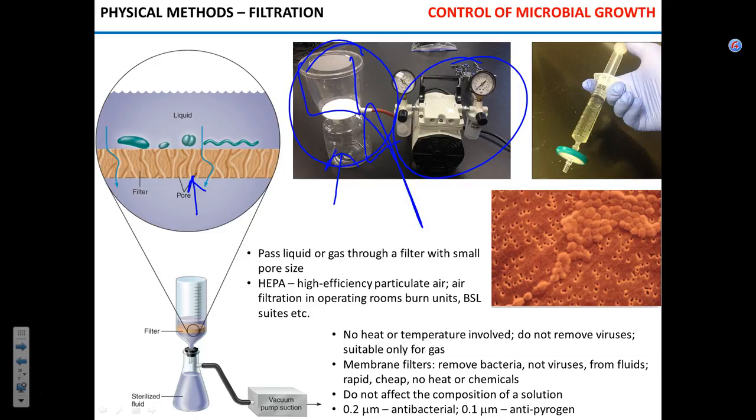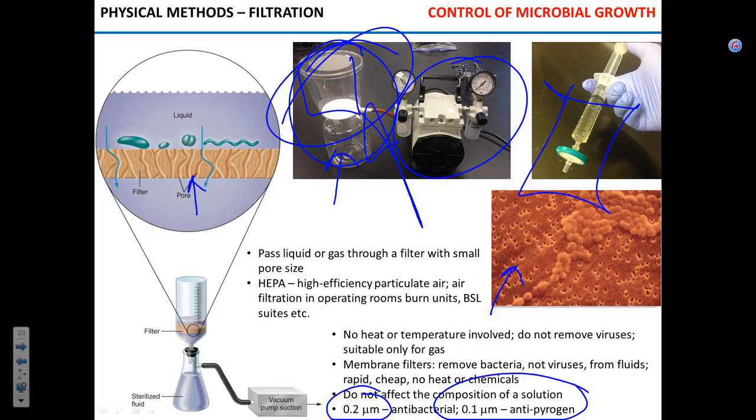The filter has very tiny openings, okay, very tiny pores. Pores with a diameter of 0.2 micrometers are considered to be antibacterial. 0.1 is antipyrogen. So they protect against fragments of the cell wall, lipopolysaccharide molecules, that can cause elevated temperature in the patients. That makes sense? So filters can be industrial size, they can be lab size, or they can even be placed on top of the syringe. And you can pretty much inject directly through the filter.